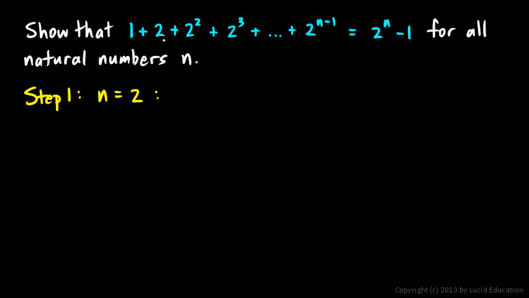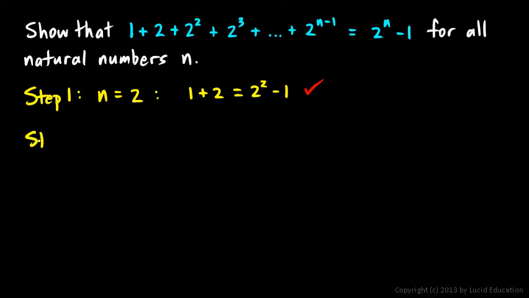Well, this series here goes out to 2 to the n minus 1. So if n is equal to 2, we need to go out to 2 to the 1. So the left side is just 1 plus 2 to the 1, right, or just 1 plus 2. And then the right side here, 2 to the n is 2 right there, so it's 2 to the power of 2 minus 1. And is that true? Well, sure. 1 plus 2 is 3, and 2 squared minus 1 is 3, so that works.